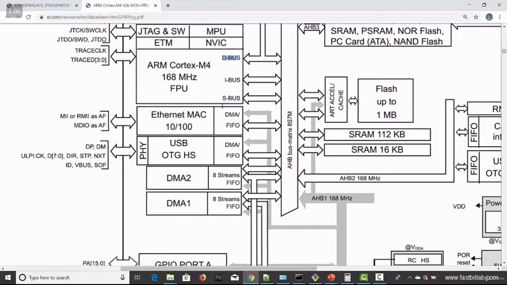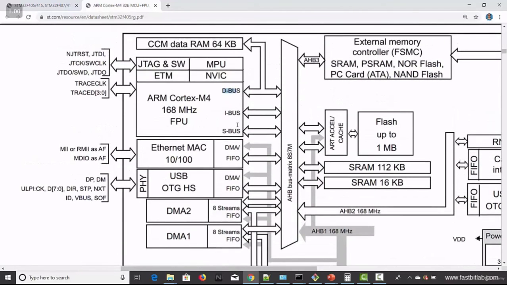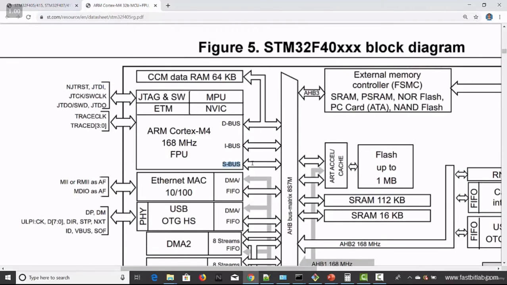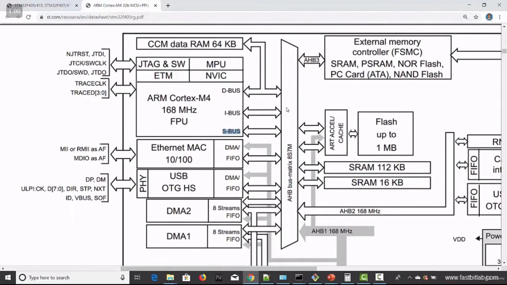There is another bus interface which is given by the processor called S-bus. That stands for system bus. All D-bus, I-bus, and system bus are connected to a bus matrix. Now the bus matrix is given by the microcontroller vendor to synchronize multiple bus access from different bus masters.